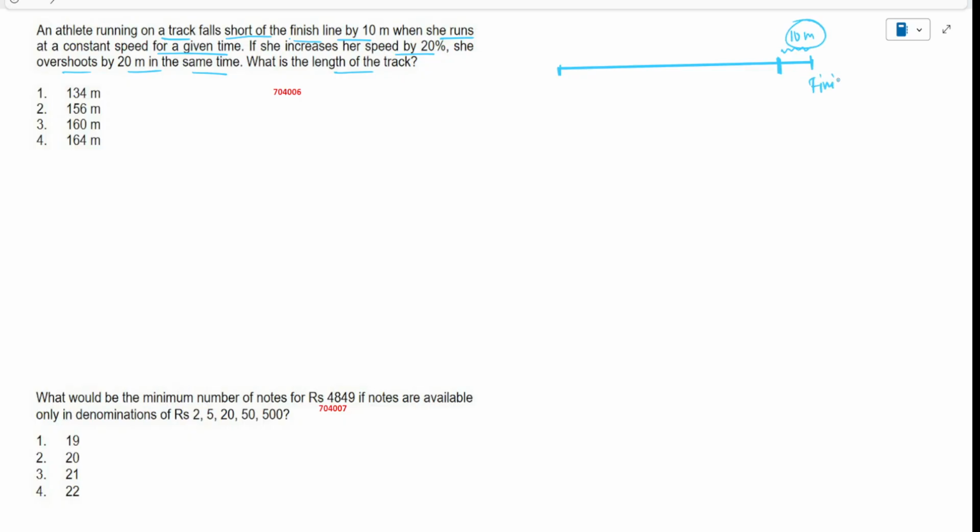Suppose this is the finish line. She is 10 meters short of the finish line, that is, she doesn't complete the track in the given time. But if her speed is increased by 20%, then in the same time she covers 20 meters extra. So what is the length of the track, that is, from the start A to the finish line B?